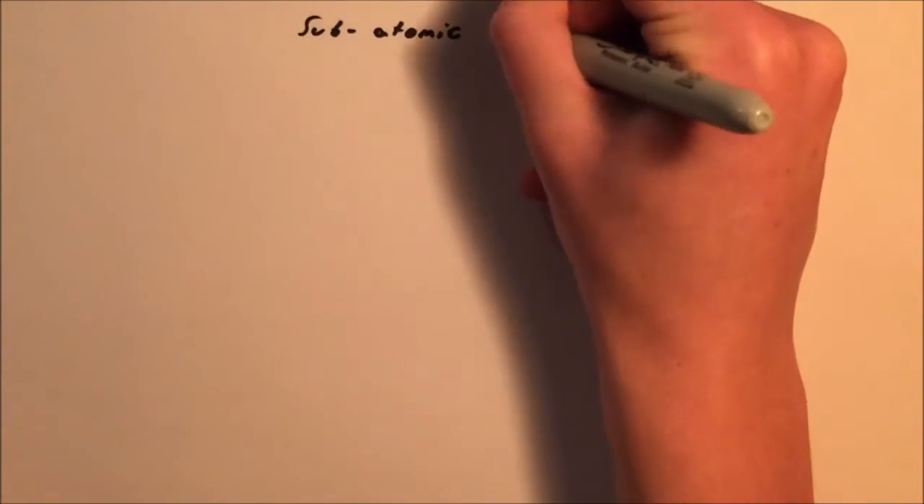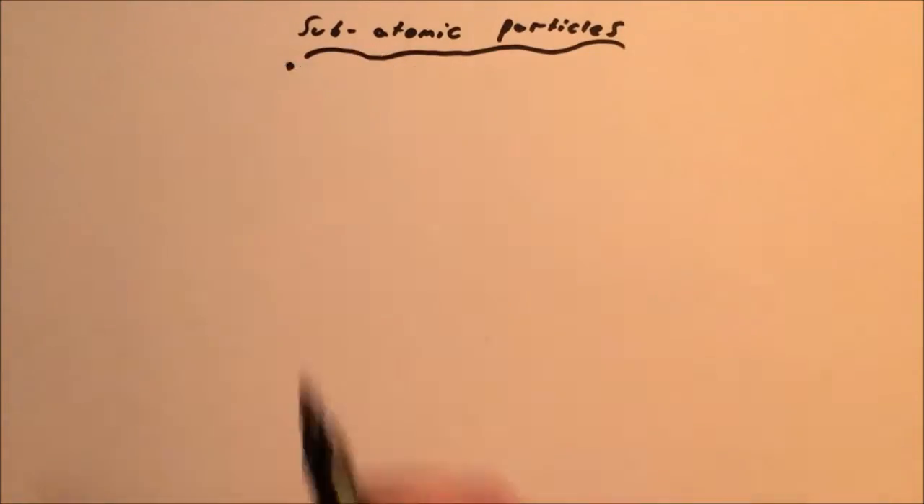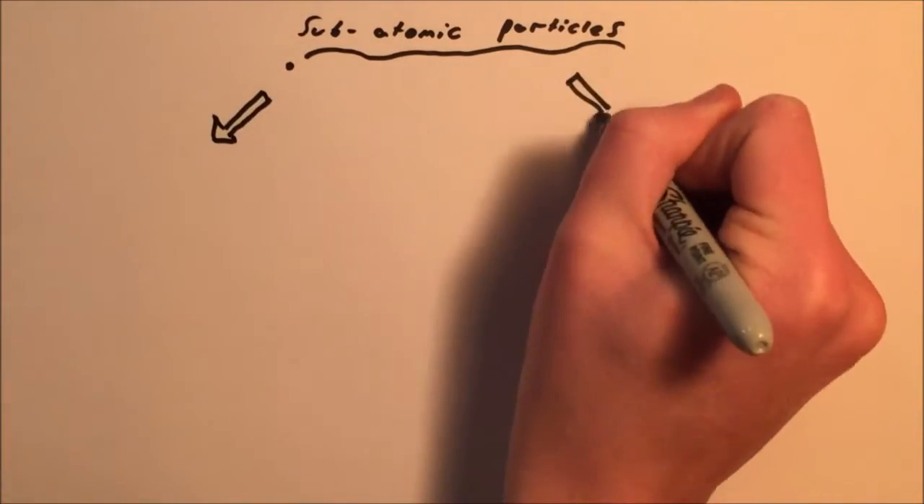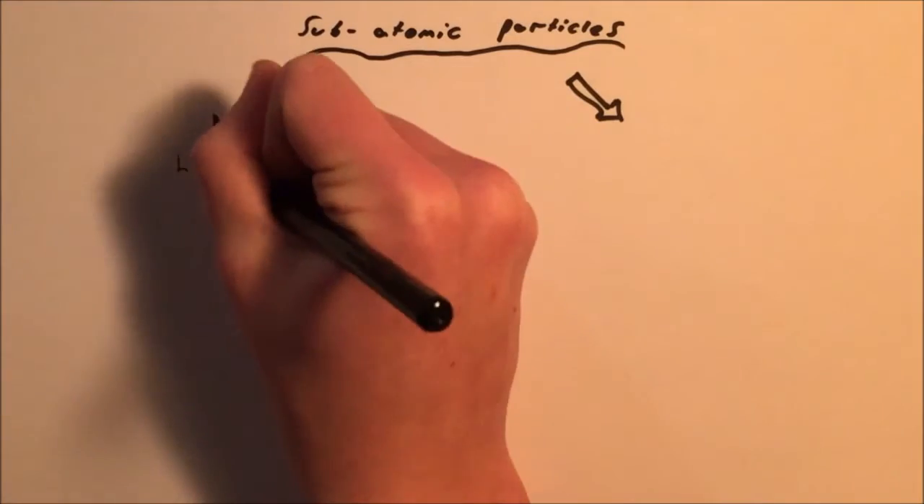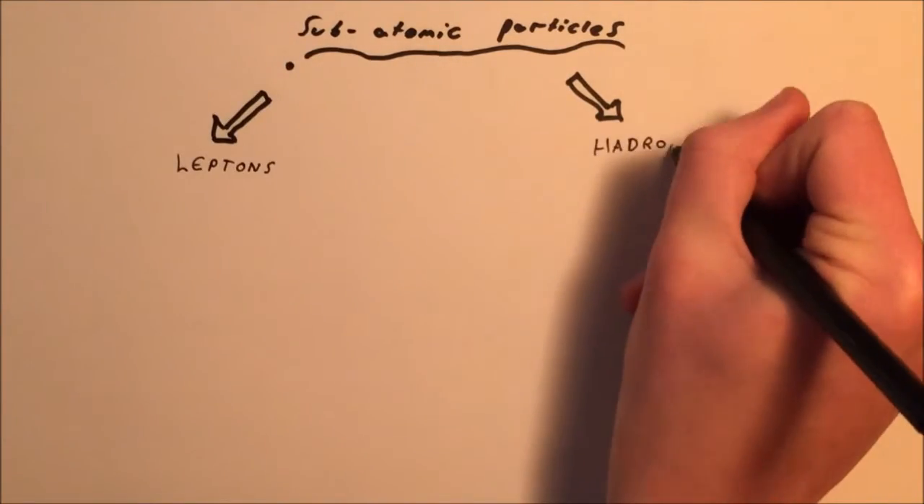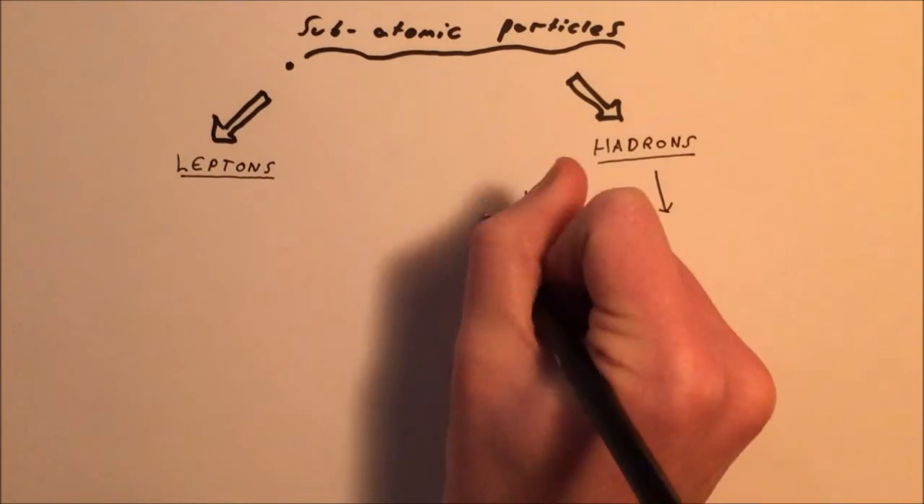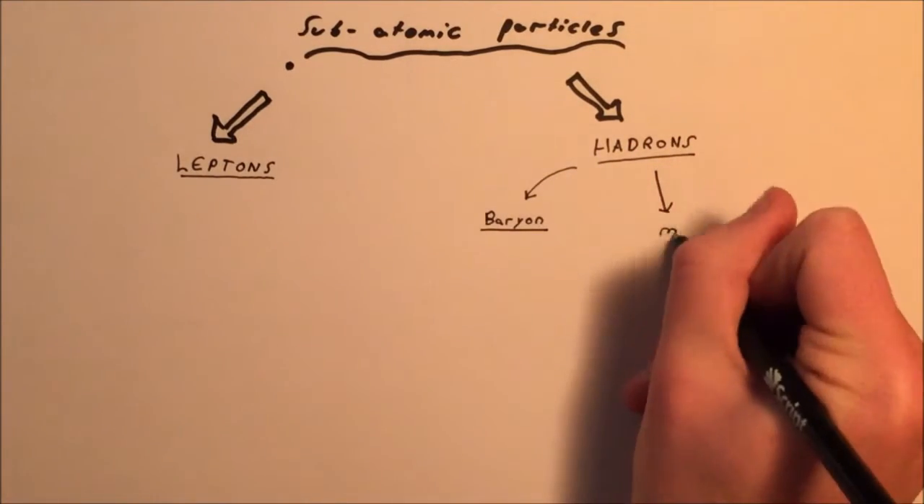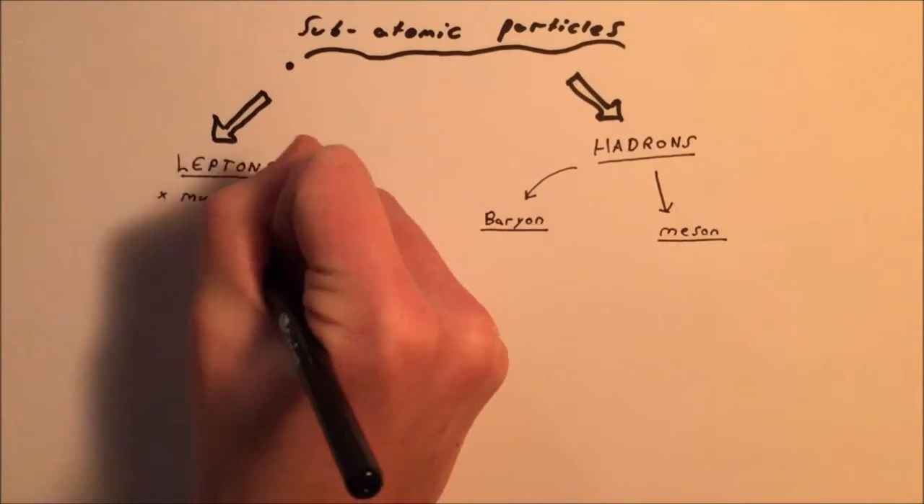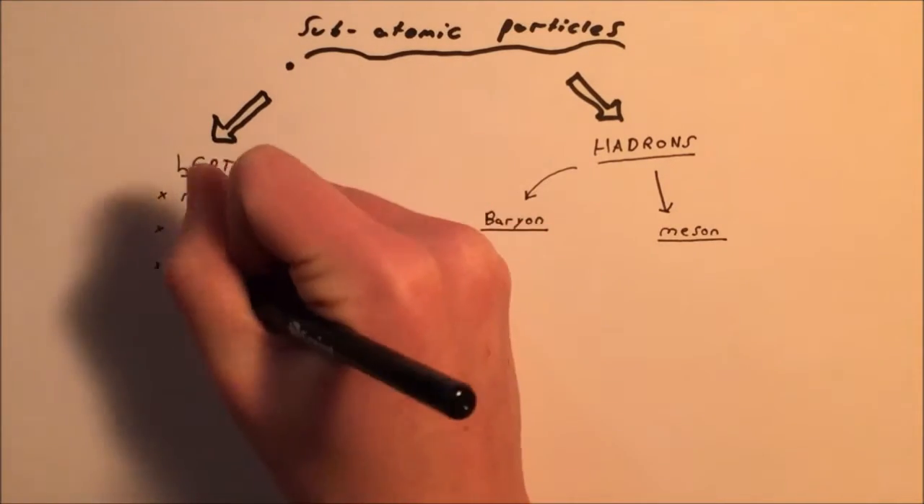However, this is not the case at AS level, as there are many more particles that we have to know. Subatomic particles are divided into two main categories, leptons and hadrons. Hadrons are then divided into two other categories, baryons and mesons. Leptons are things such as muons, electrons and neutrinos. Baryons are things such as protons and neutrons, and mesons are things such as pions and kaons.